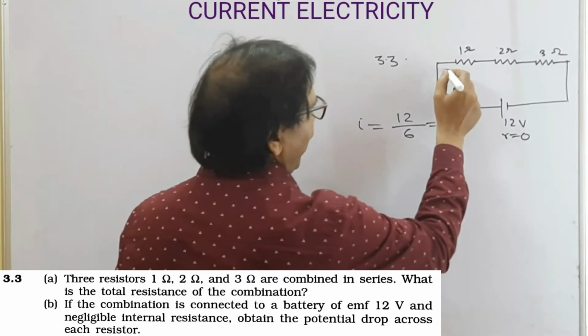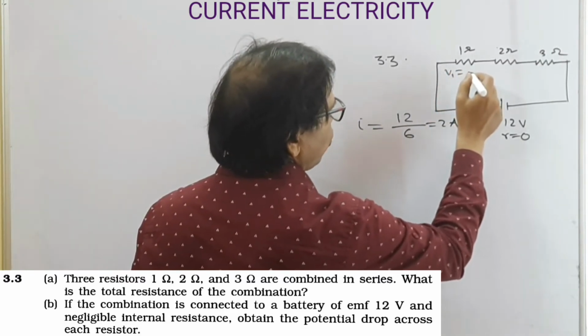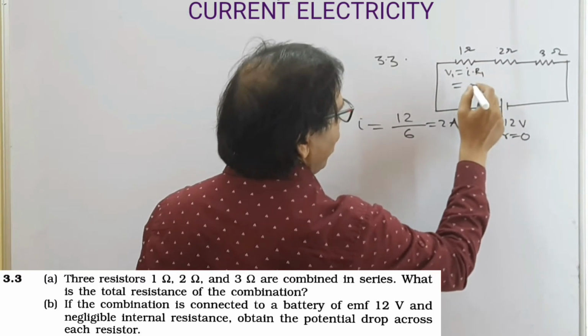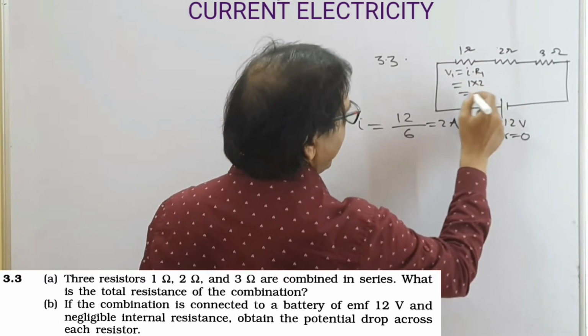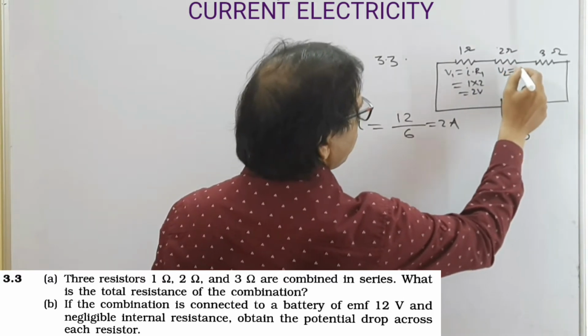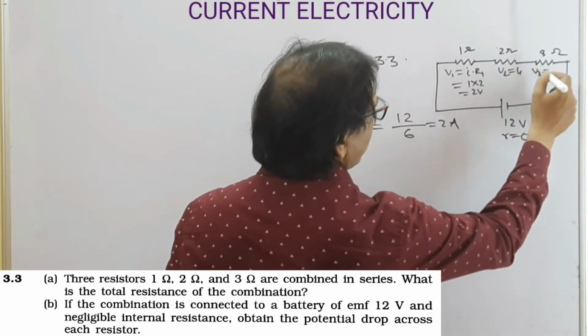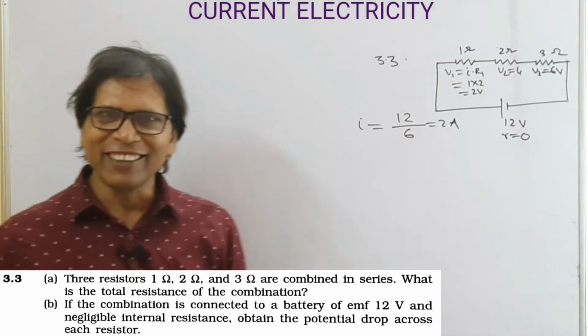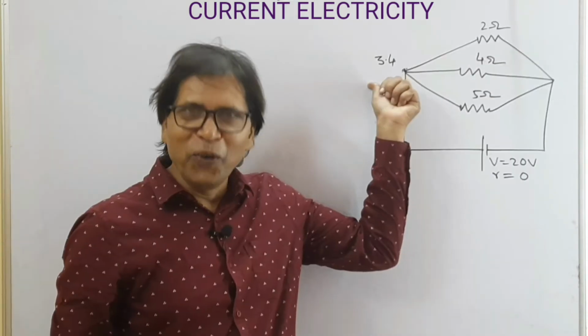Now the voltage drop across the first resistor is V equal to I into R1, so 1 into 2, that is 2 volt. Here 2 into 2, so V2 equals 4 volt. And V3 equals 2 into 3, so this is 6 volt. Understood? Now next.